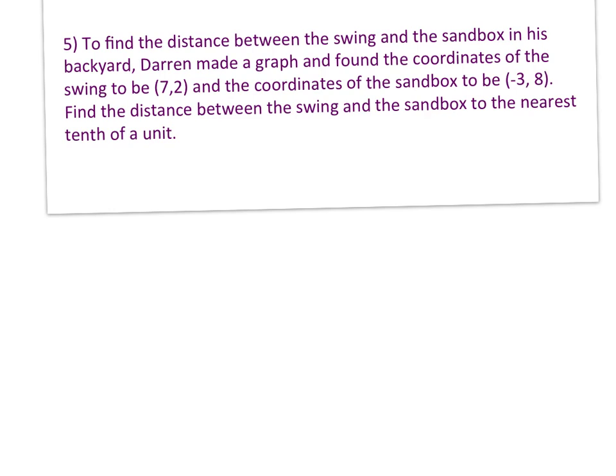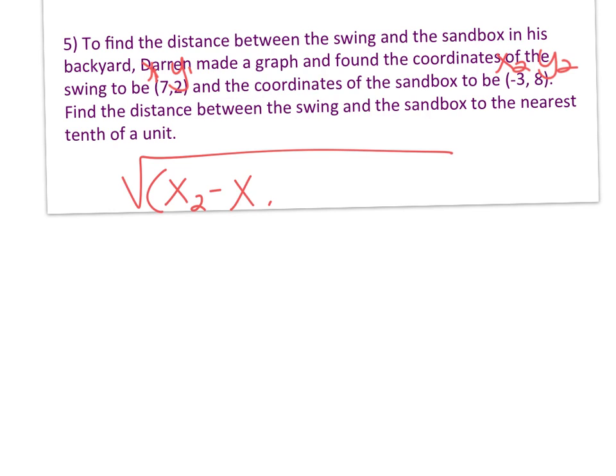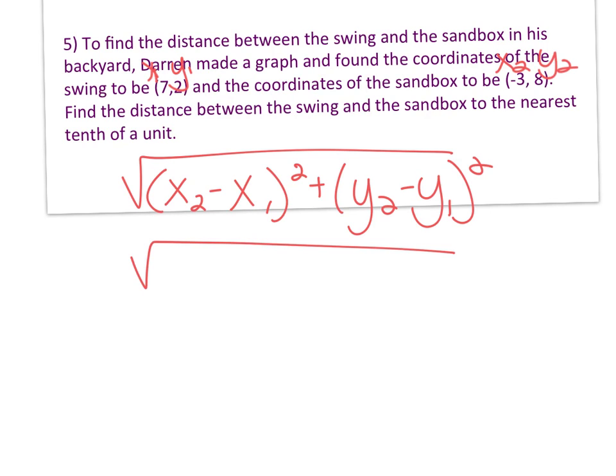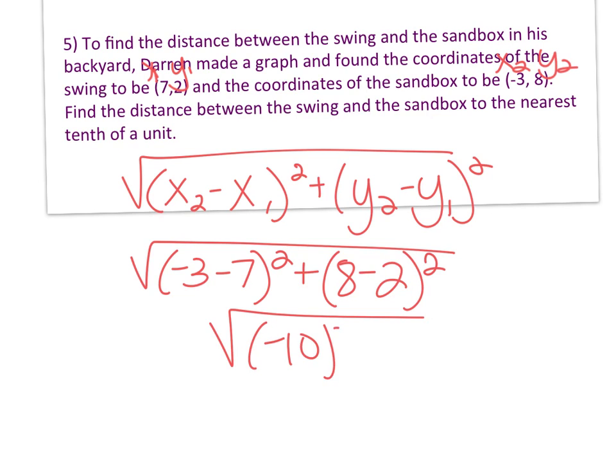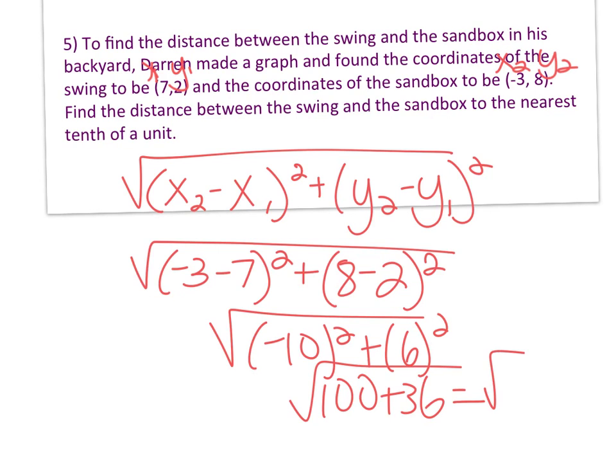He made a graph and found the coordinates of the swing to be (7, 2), and the coordinates of the sandbox to be (-3, 8). Find the distance between the swing and the sandbox to the nearest tenth of a unit. Okay, so this would be our x1, this could be our y1. And all we're doing is plugging into the distance formula. x2 minus x1 squared plus y2 minus y1 squared. So x2, negative 3 minus 7 squared plus y2, which is 8 minus 2 squared. Negative 10 squared plus 6 squared, 100 plus 36, square root of 136.